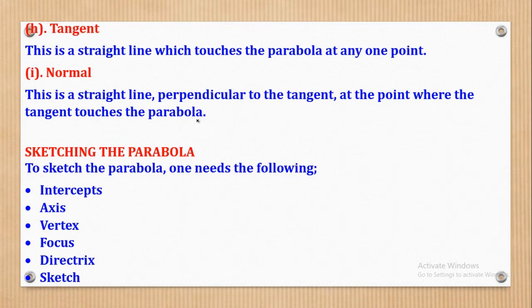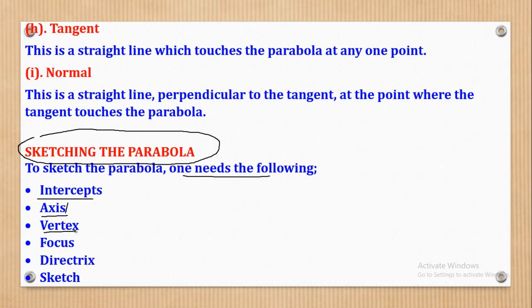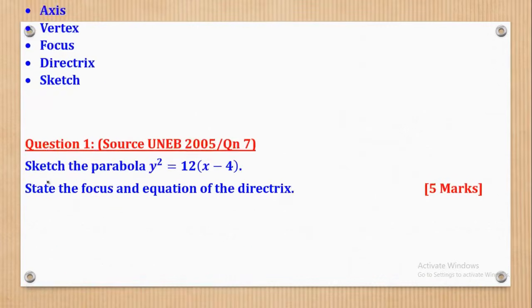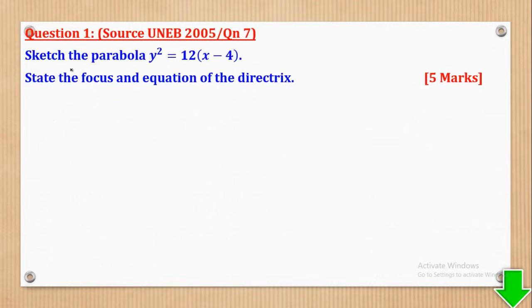Now why did we go through those terms? It is because those terms are needed when you are sketching a parabola. So to sketch a parabola, you need the following. 1, you have to find the intercepts. 2, you have to find the axis or line of symmetry. This axis is the same as line of symmetry. Then 3, you need to find the vertex. 4, you need to find the focus, and 5, you need to find the directrix, and lastly you can get the sketch. So let's see how each is got using these questions.